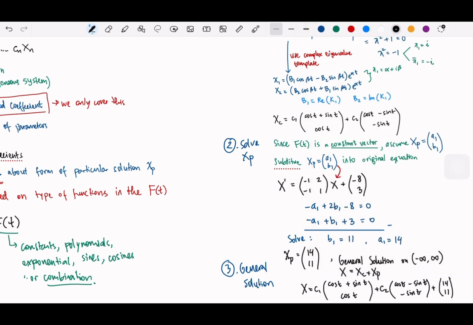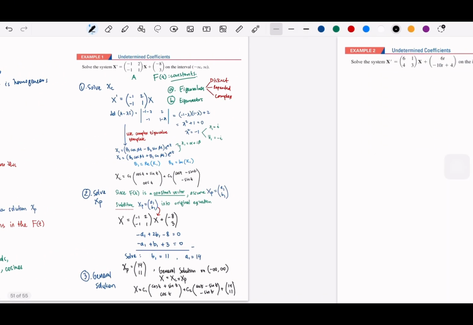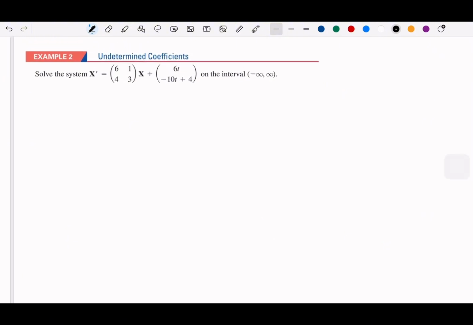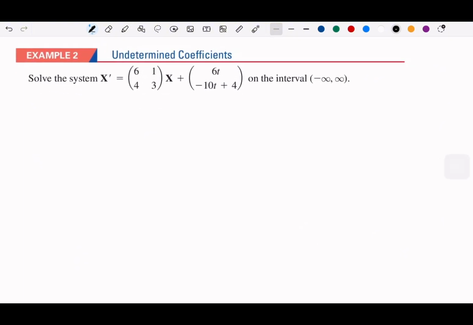Okay, the next part will be another example. So here's another example. Now it's a linear equation. Now, linear equations. So here's the f of t. This is the A, right? F of t now is the linear system or linear equation.